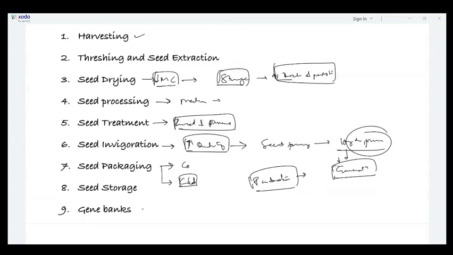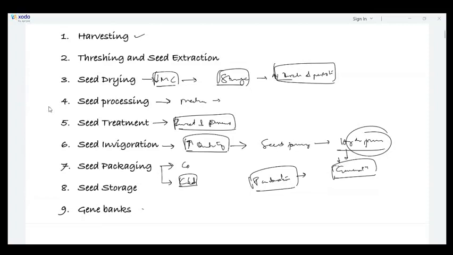So coming back, I was talking about storage. Next, after storage, we'll talk of gene banks. Gene banks are very necessary. They act as a buffer stock of all the germplasm, so that it is stored for a longer duration and no variety will go extinct.